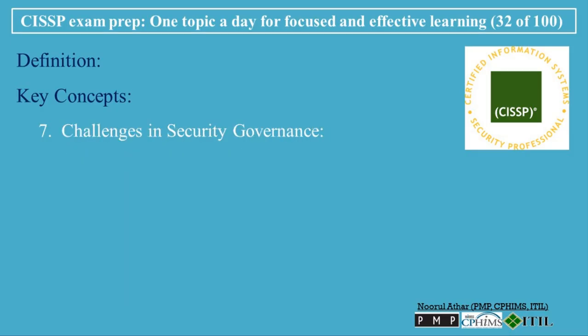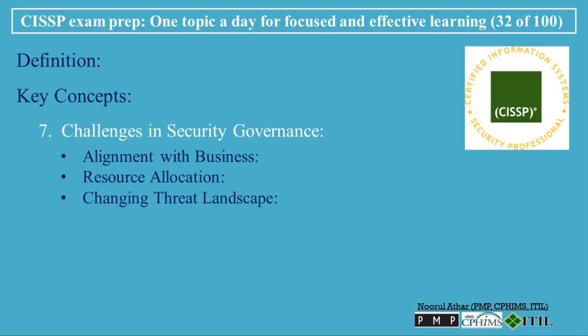7. Challenges in security governance. Alignment with business. Balancing the need for robust security controls with the organization's business objectives can be challenging. Security must enable business processes without creating barriers or slowing down operations. Resource allocation. Ensuring sufficient budget, staffing, and technical resources for security initiatives can be difficult, especially when security is competing with other business priorities.